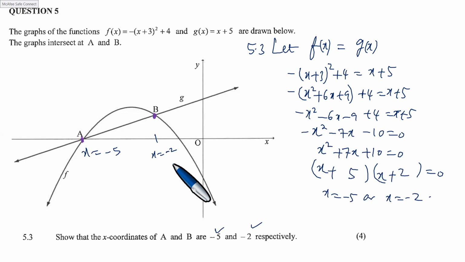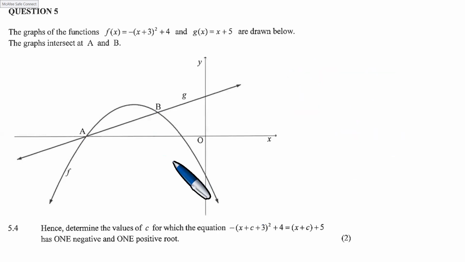So we continue. Next question. Right, so we have this particular question here. This question says that the graphs of the functions f of x and g of x are drawn below, hence determine the value of c for which the equation minus (x plus c plus 3) squared plus 4 is equal to x plus c plus 5 has one negative and one positive root.